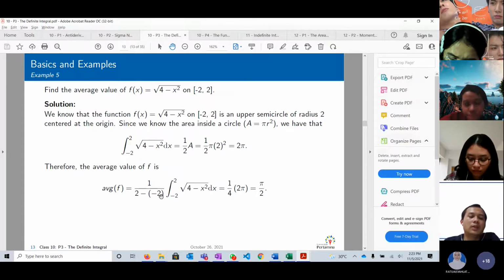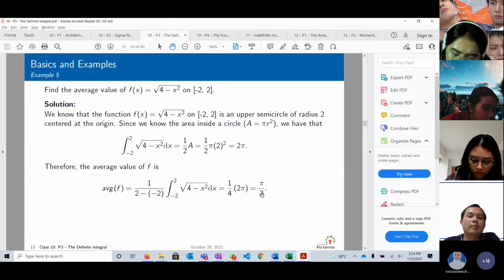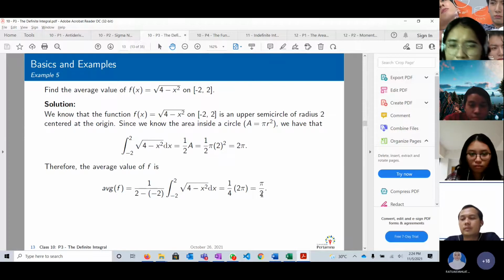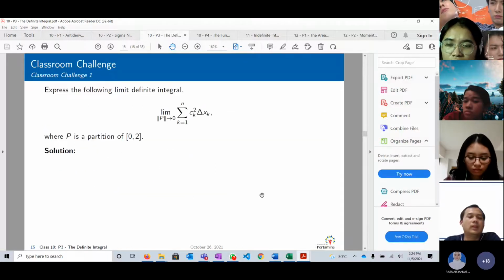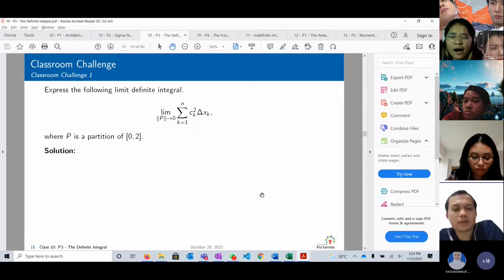Therefore, the average value is basically 1 over 2 minus (minus 2) times the area, which is 2 pi. Then in this case, we have pi over 2. Yeah. For this example, any question? Then let's compute this.